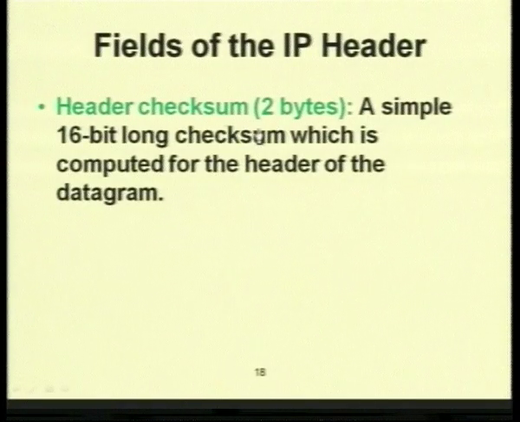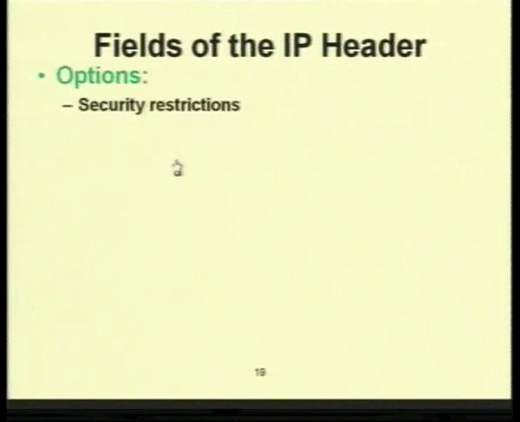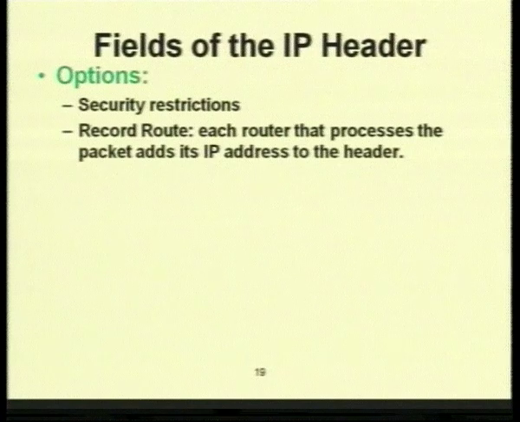Then we have the header checksum, which is a 2 byte field. It is a simple 16-bit checksum which is computed for the header of the datagram. Then we have the options field. There is a number of interesting information specified in the options. You could have security restrictions specified over here, and we have something called a record route option.